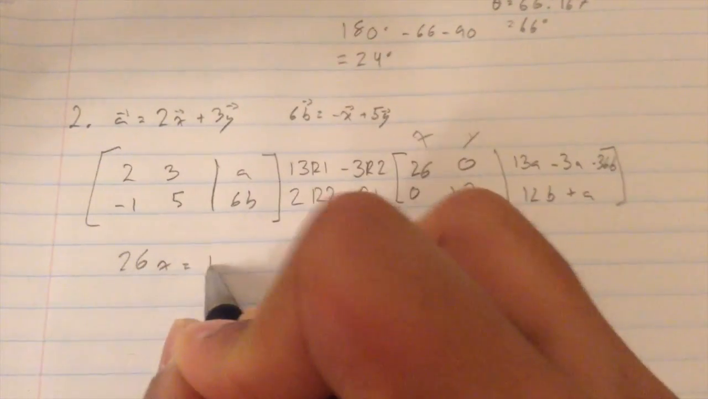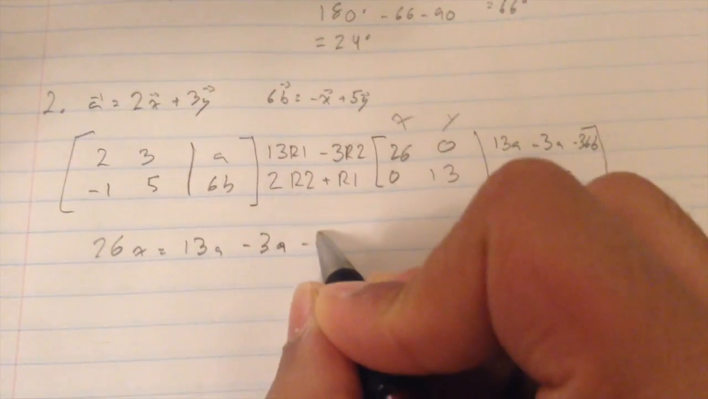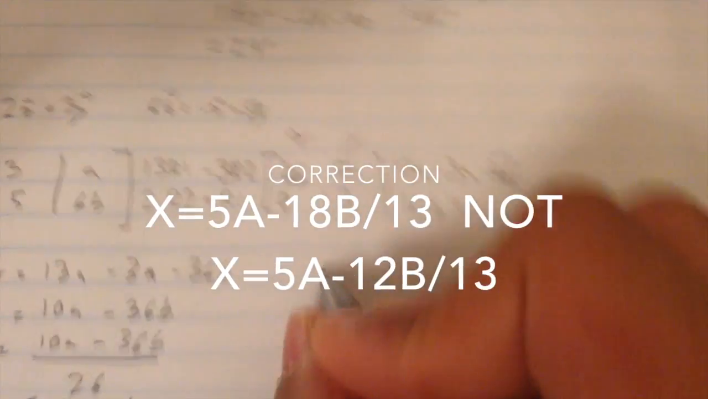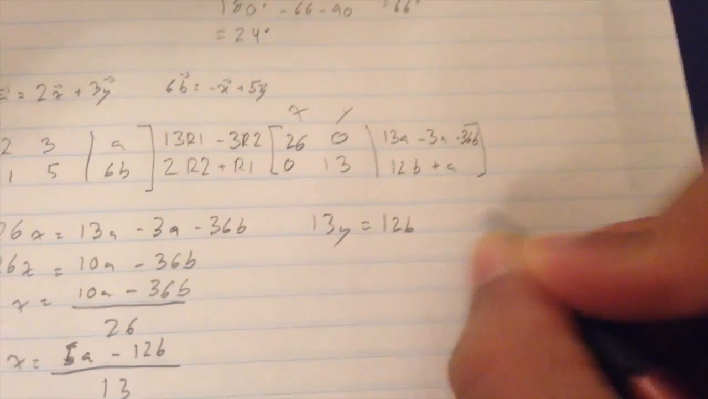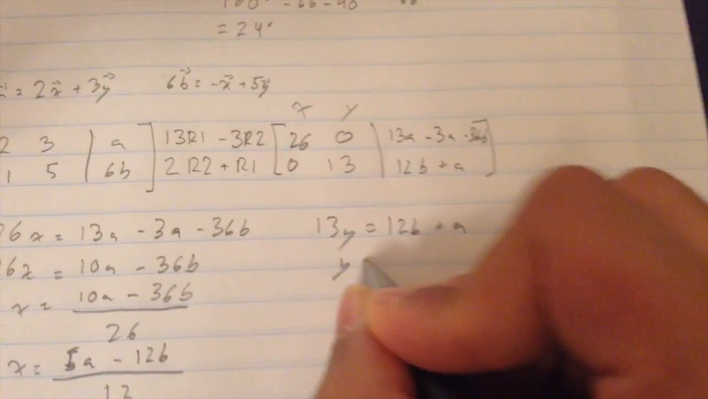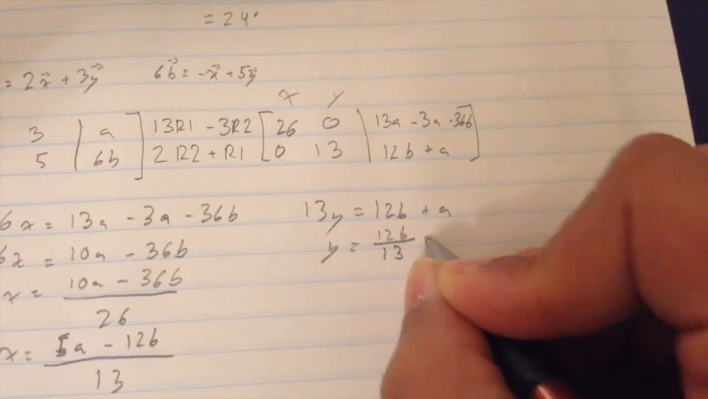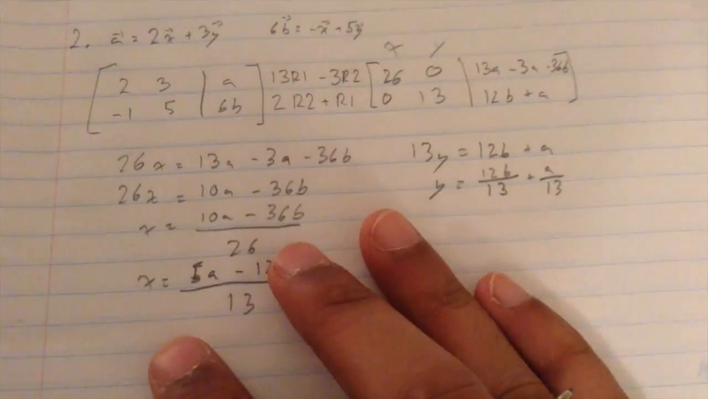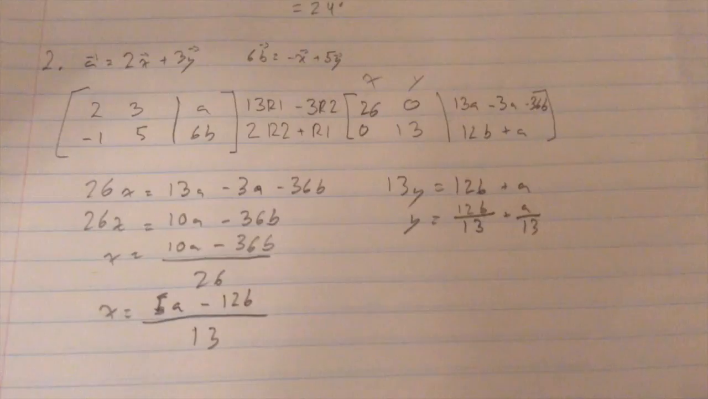So it's 26x equals 13a minus 3a minus 36b. And we can also find y, so 13y equals 12b plus a. Y equals 12b divided by 13 plus a over 13. Yeah, and that's how we can express x and y in terms of a and b.